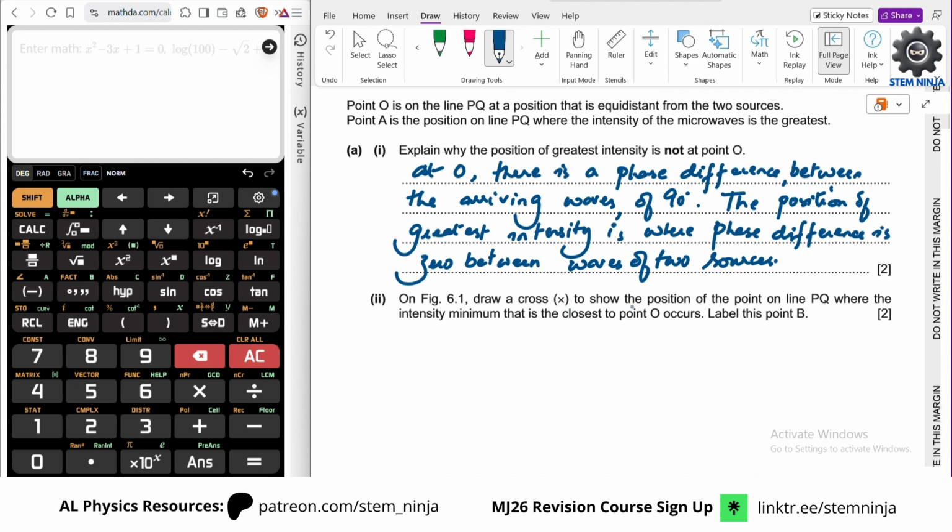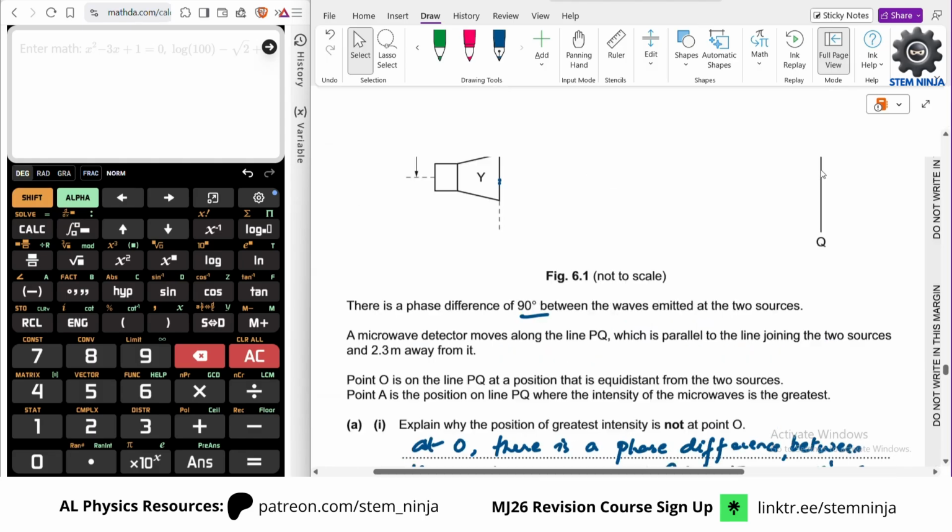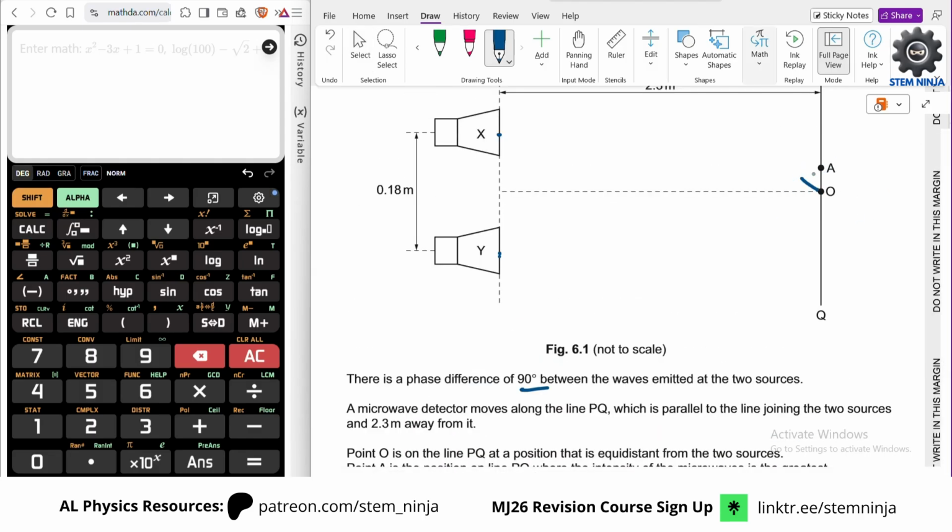On figure 6.1, draw a cross to show the position of the point on the line PQ where the intensity minimum that is closest to point O occurs. Label this point B. Okay, so remember, at A, zero phase difference. At O, there's a 90-degree phase difference between them. Exactly 90 degrees further from that, there will be 180 degrees phase difference from A. So this would be the point closest to O that will have intensity minimum. So this will be our cross B.